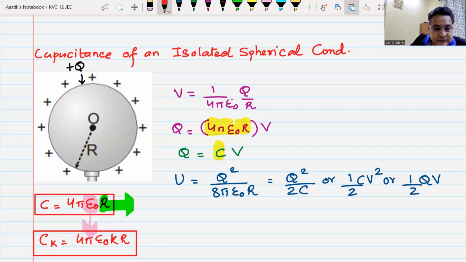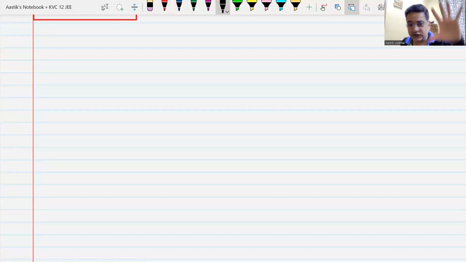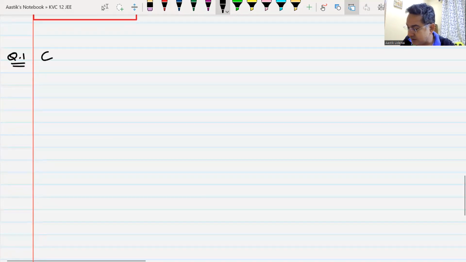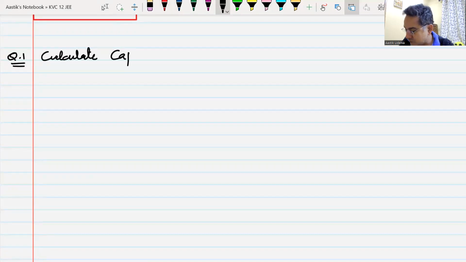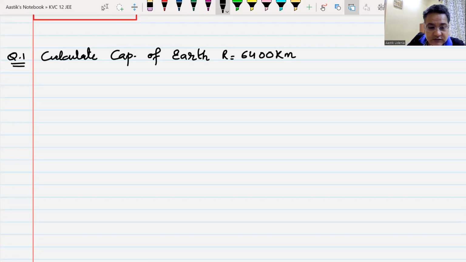Now we talked about the capacitance unit farad. Now comes a small task. Assuming Earth to be a uniform sphere conductor, the question is very simple. Calculate the capacitance of Earth. The radius of Earth, my dear friends, is 6,400 kilometers. Can you calculate the capacitance of Earth? You have 2 minutes to do this.